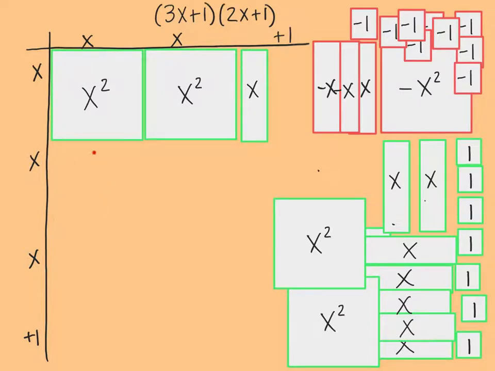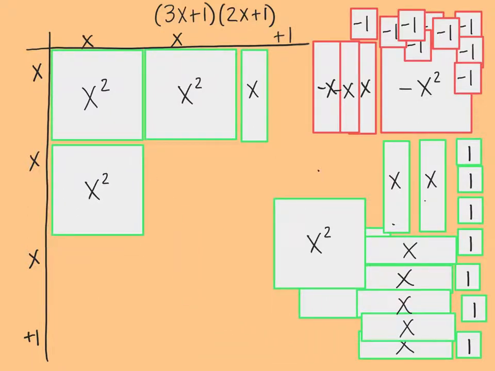All right, let's move down to here. Now we have x times x again. The height is x, the base is x. So again, this is an x squared. Okay, moving on to here. Again, x times x is x squared. So I'm going to fill in with the x squared.